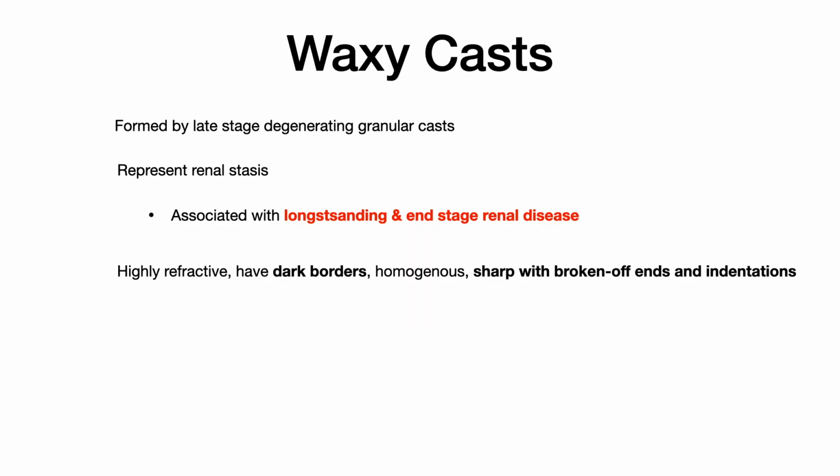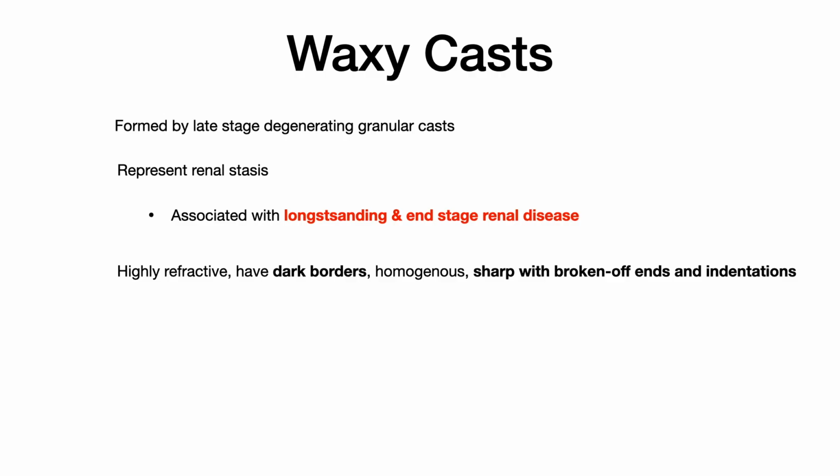So waxy casts are formed by late stage degeneration of granular casts. So granular casts came first, then they degenerated and they turned into waxy. And this represents renal stasis. And at this point in the video, you're like, dude, I don't understand. You're telling me that renal stasis is present in this cast and renal stasis is present in this cast. And if the kidney gets punched, it's gonna form both of these casts. Yeah, there's overlap. That's the unfortunate reality of this topic.